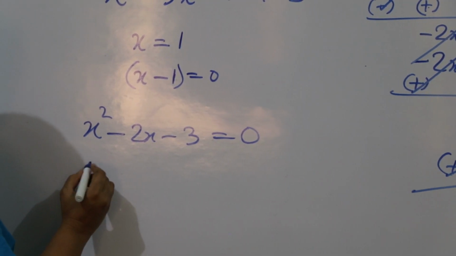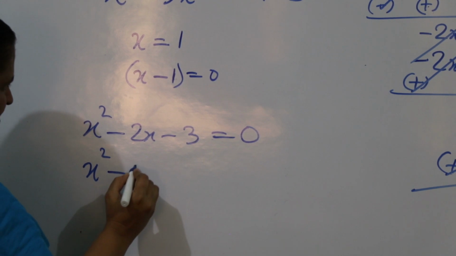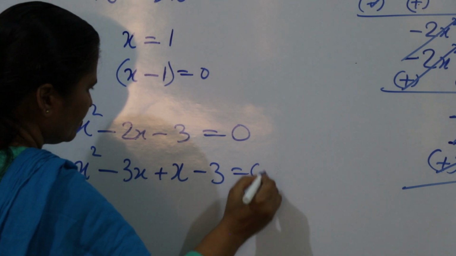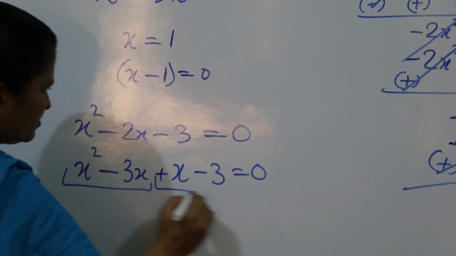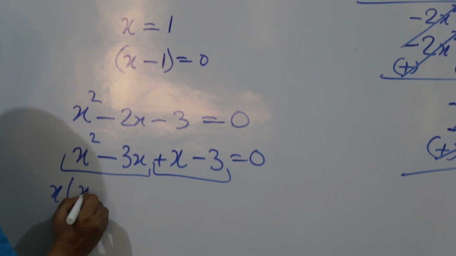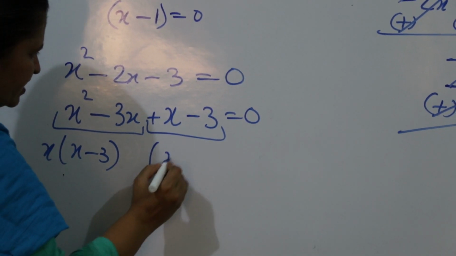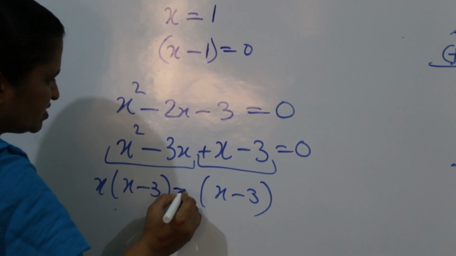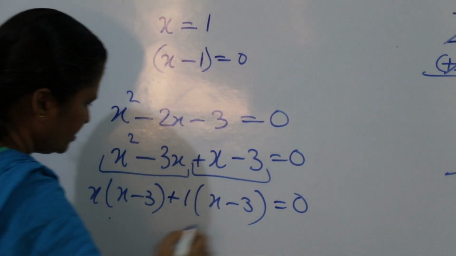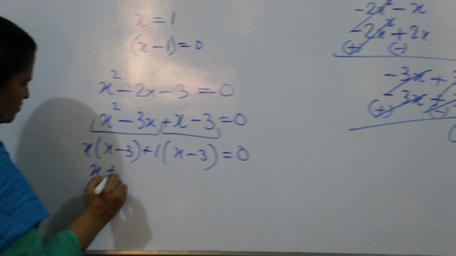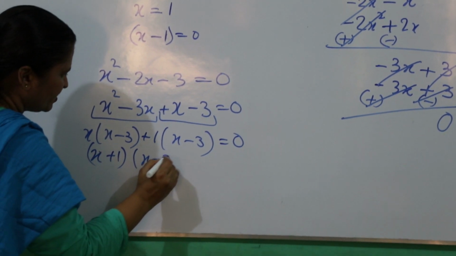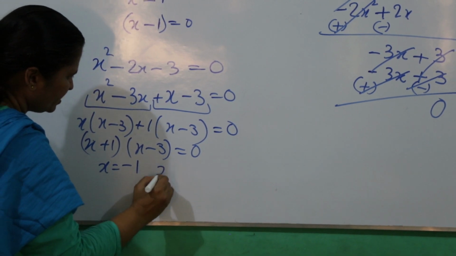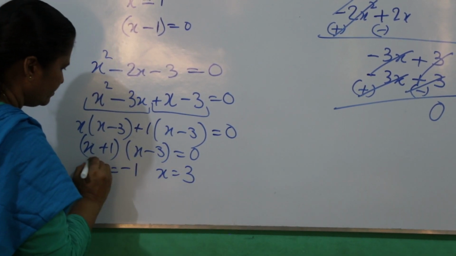So it becomes x square minus 3x plus x minus 3 equals 0. Take x common, x minus 3. When you multiply this x by 1, you will get this x, so it should be plus 1 here. So we have x plus 1 times x minus 3 equals 0. You get x is equal to minus 1, x is equal to 3.